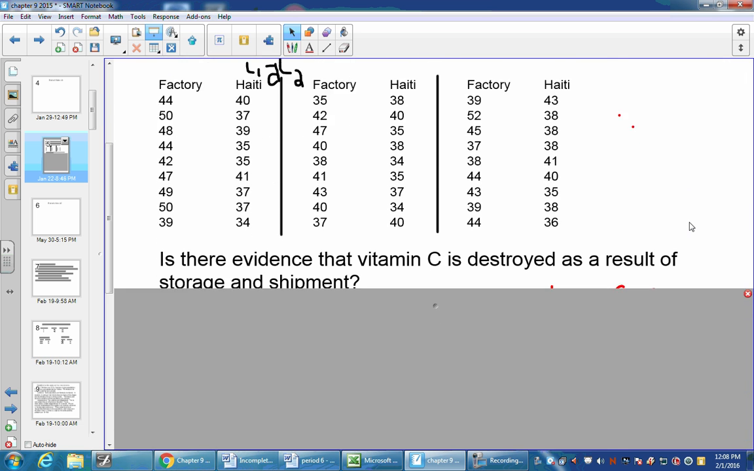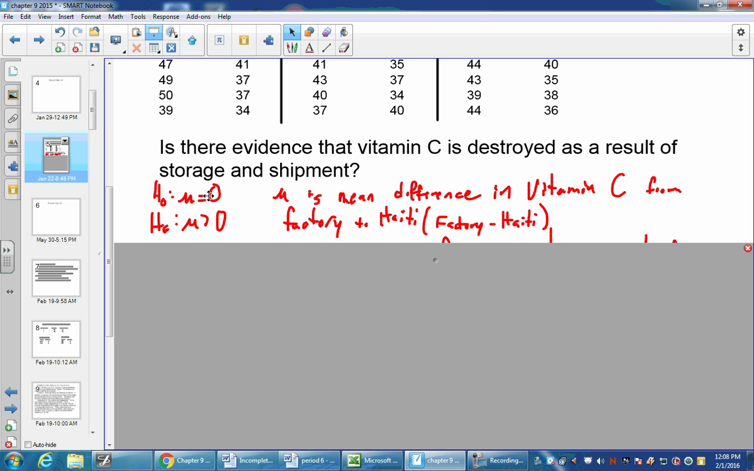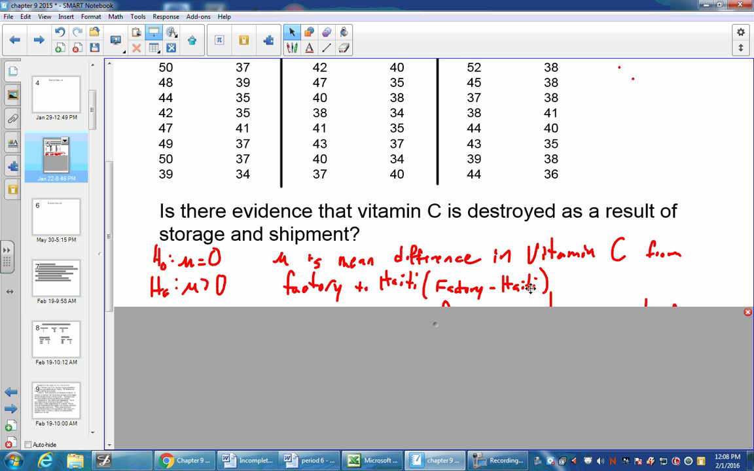All right. Hopefully you're done, because I'm going to go through the answers. The first thing we want to do is look at the null hypothesis and alternative hypothesis. The null is that there's no difference between the factory and Haiti, and our alternative is that the mean is greater than 0, because if I subtract these two, if Haiti decreases, that means that this would be a positive number. We'd have to clearly define that mu is the mean difference of vitamin C from the factory to Haiti, and then make sure it's clear that you're taking factory minus Haiti. If you did Haiti minus factory, then you just want your mean to be less than 0.